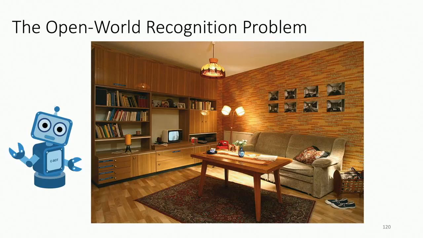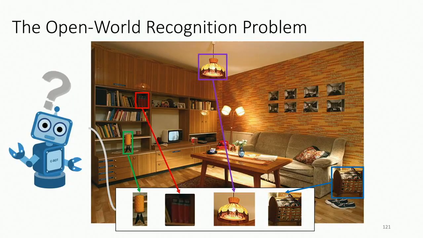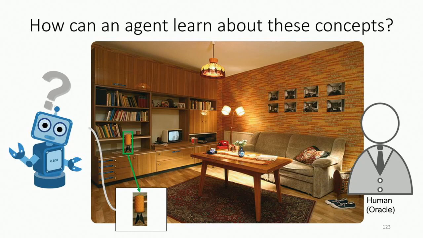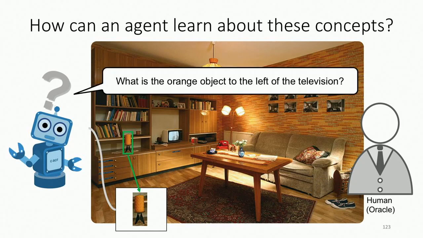If we bring some kind of visual system which is pre-trained on ImageNet or MS COCO, maybe it cannot recognize some object like this. So what should it do? Actually, we can learn a model that enables the agent to ask questions about this new concept in the new environment. So let's say, okay, what is the orange object to the left of the television?